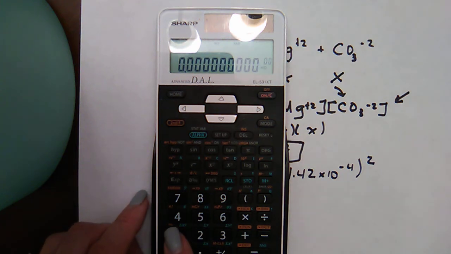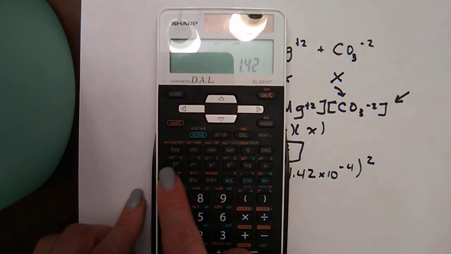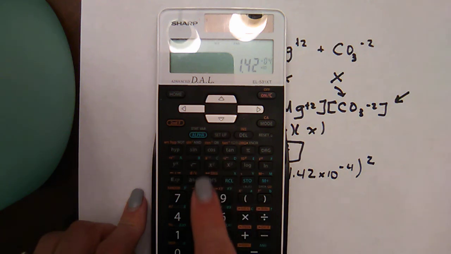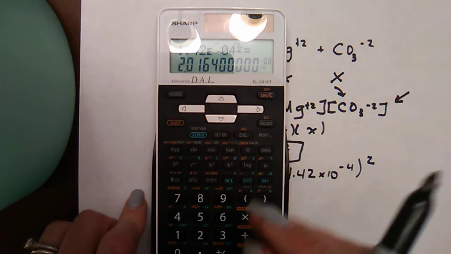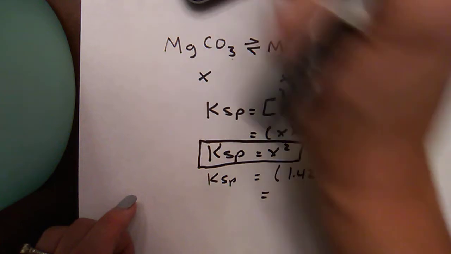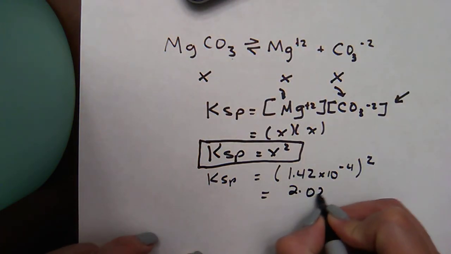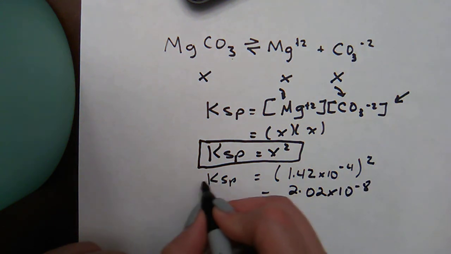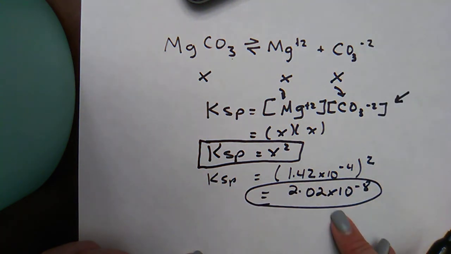Okay, so we're going to go 1.42, and we're going to hit my X button. I don't want to go times 10 to the power of -4, and then I'm going to find my squared button, and I will have 2.02 times 10 to the minus 8. And that will be the value of the KSP for magnesium carbonate at equilibrium.